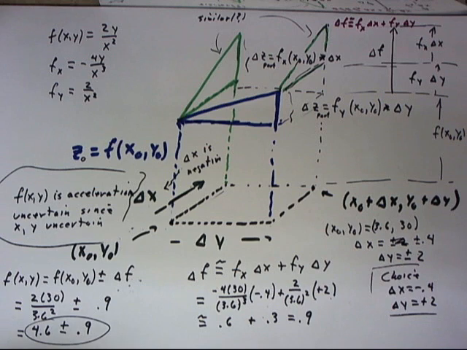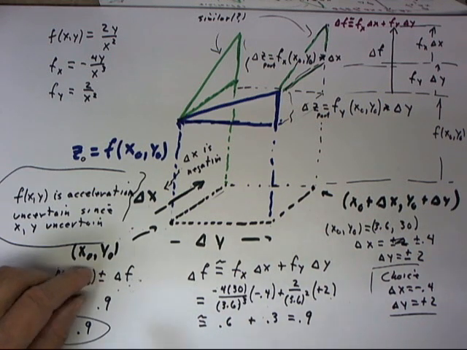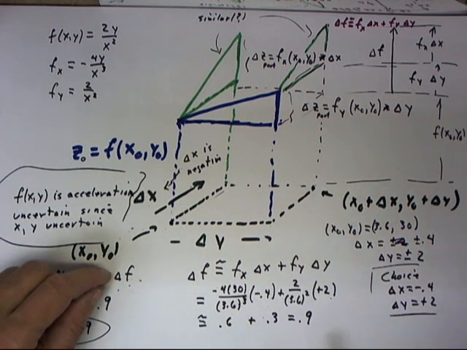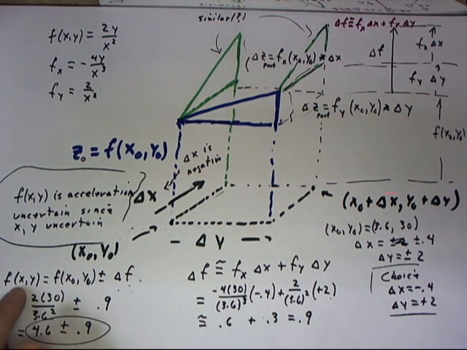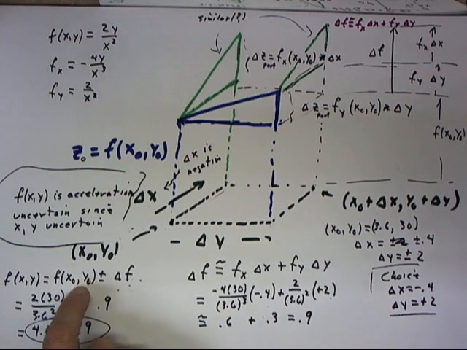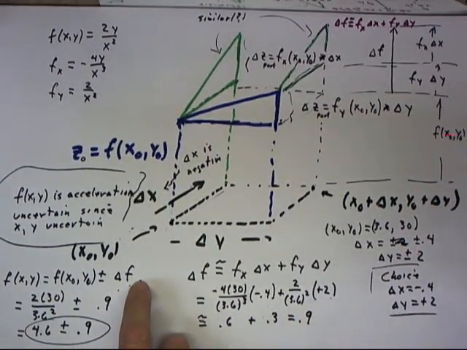Now, had we gone to the opposite corner of our large region, which would be about here on this picture, we would have probably expected a negative 0.9. So we say that f of xy is equal to the f of x naught y naught, this value, plus or minus this delta f.